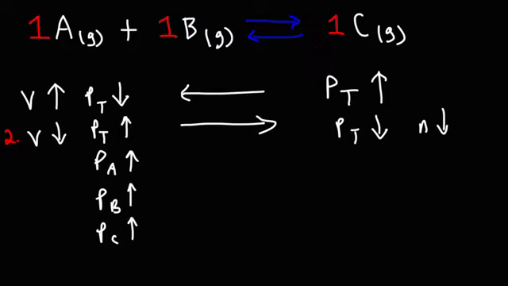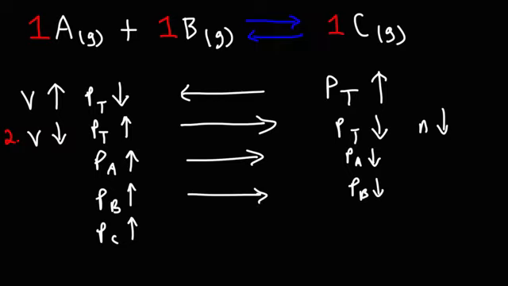Now what happens if we increase the partial pressure of A? If you increase A, the system is going to try to decrease it. It's going to try to bring it down. And the only way that's going to happen is if the system moves away from A. So it's going to shift towards the right. Same thing for B. If we increase the partial pressure of B, the system is going to try to decrease it. So it has to shift away from B to decrease the partial pressure of B.